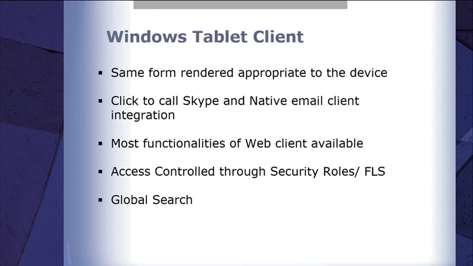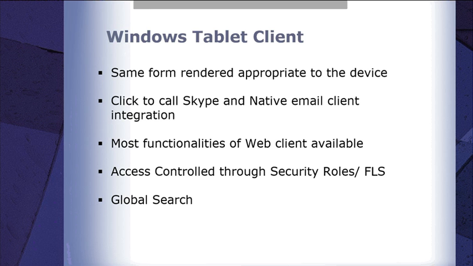Now, the most awaited feature, global search. That's the most asked, requested feature. What's a global search? Search across entities. Right now, you have advanced find, but it only allows you to search within an entity. Global search allows you to search for records across entities. And that's there in the Windows tablet client. You don't have it as yet in the web client, but they have been able to include this feature in the Windows tablet client.